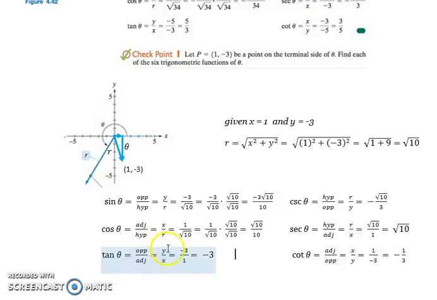Tangent, opposite over adjacent, or y over x, would be the -3 over the 1, which would be -3. And the cotangent would be the reciprocal of that, which would be -1/3.